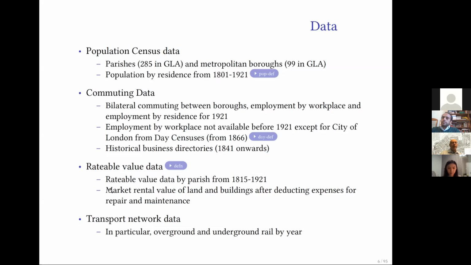Another key piece of data which makes our whole approach possible is that we have data on the value of land and buildings in each one of these parishes back to the early 19th century. They're data that we digitized ourselves using detailed records actually compiled by the House of Commons and the House of Lords back to the early 19th century. And then obviously we've also got rich data on the transport network over time.